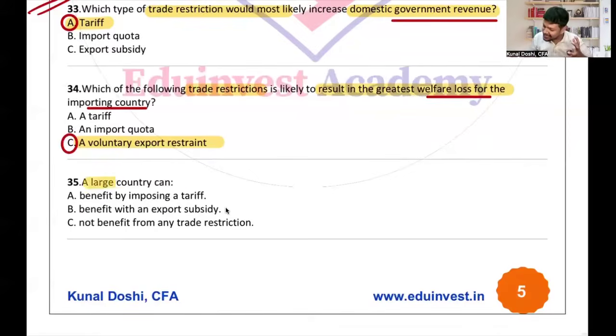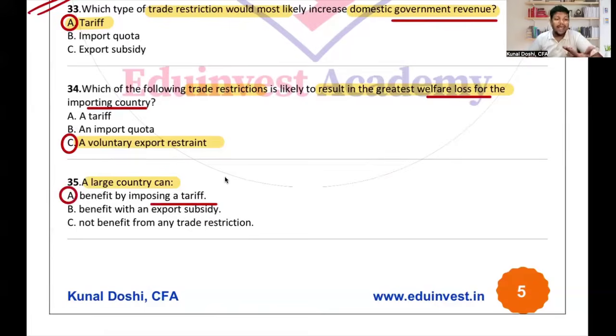A large country like the US, and this is my favorite question. You know why? Because many economists say that the US is doing a stupid thing. Actually, in the CFA curriculum itself, it is mentioned that tariff is a bad thing. Yes. But when a large country like the US does it, which is the biggest consumer in the world, it actually benefits them. So a large country can benefit by imposing tariff. This is there in the syllabus. It's not only my opinion.